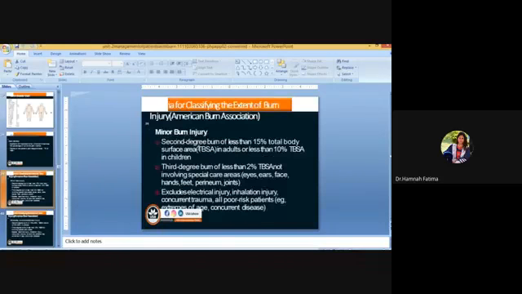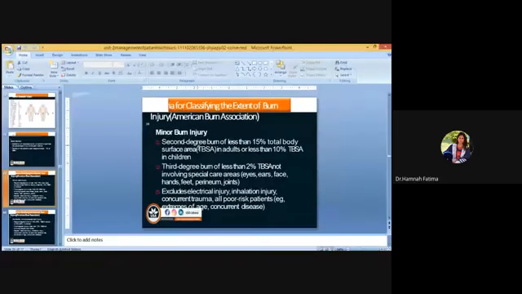Now I have already told the criteria: minor and major burn. Minor burn is a second degree burn of less than 15% of total body surface area in adults or less than 10% total body surface area in children. Third degree burn of less than 2% total body surface area, not involving special care areas like the eyes, ears, face, comes in minor burn.